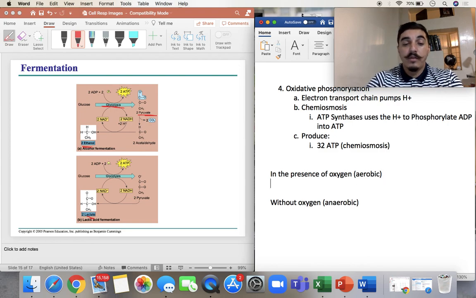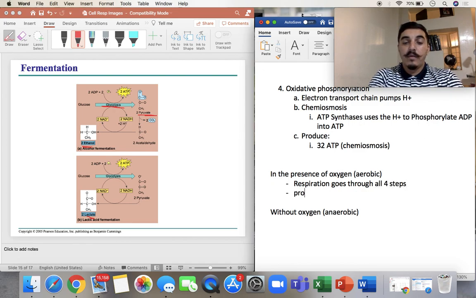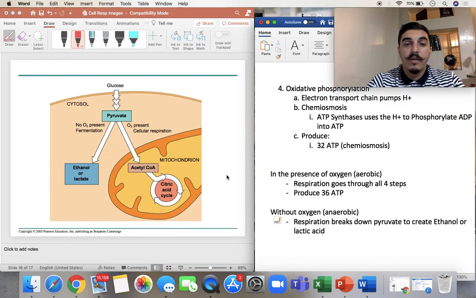So in the presence of oxygen, let's say here we have respiration, it goes through all four steps and produces the 36 ATPs. Now without oxygen, it breaks down pyruvate to create ethanol. We don't make ethanol. It's not like we're going to break it down and make some alcohol. Other animals do. Other animals can make ethanol or lactic acid. Lactic acid in our body, which is crazy.